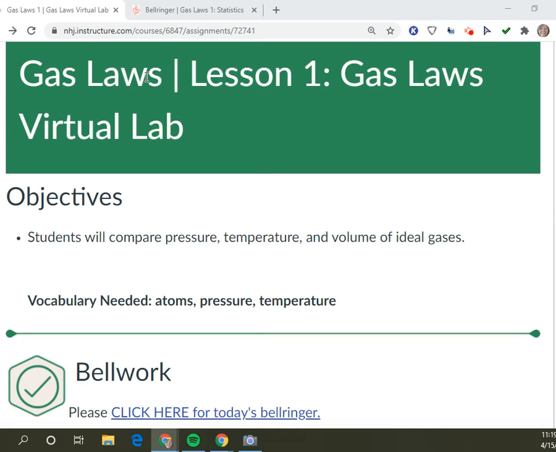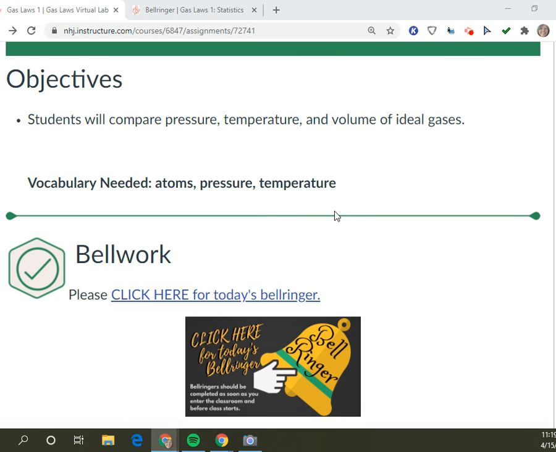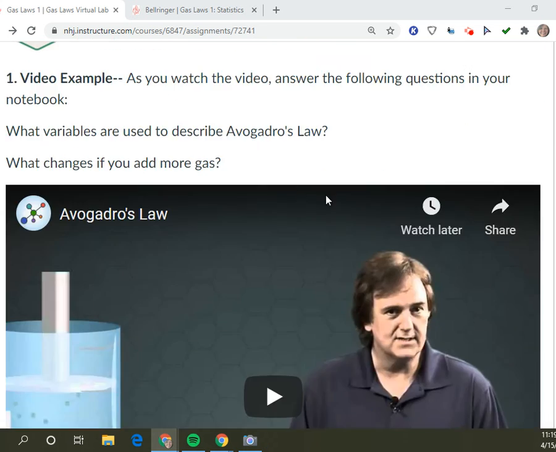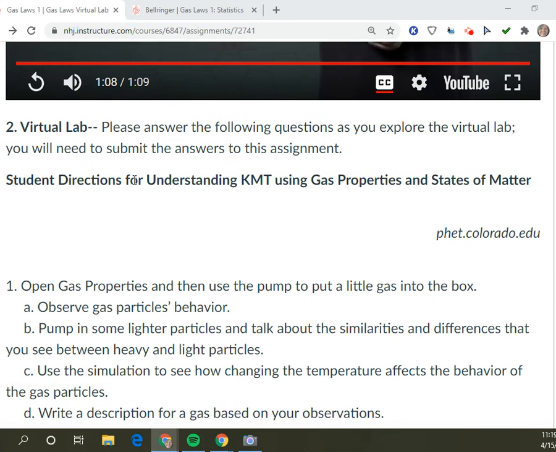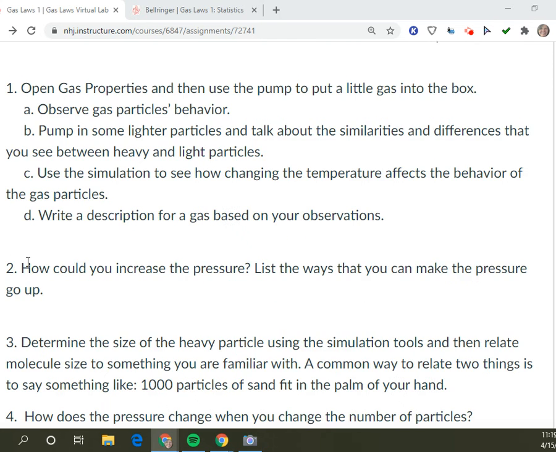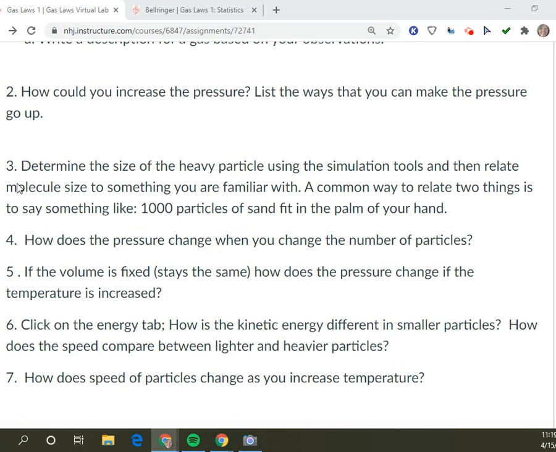Okay, so today we're going to go through the virtual lab for gas laws lesson 1. It's going to be just kind of looking at a lot of the basics for the gas laws unit. If you look in the lesson and scroll down, we've already watched the video, we took a couple notes, and then here we are at the virtual lab. So these are the questions right here, this 1 through 6, that you're going to be answering.